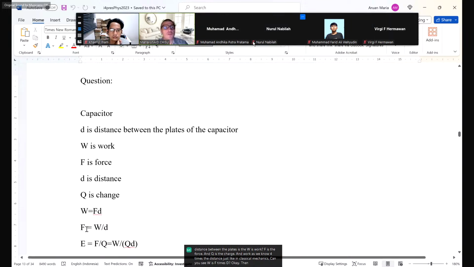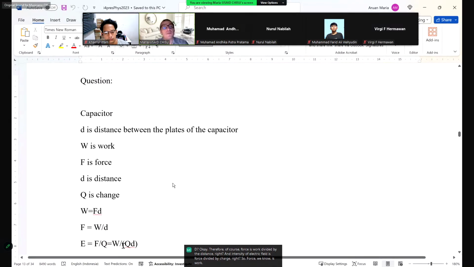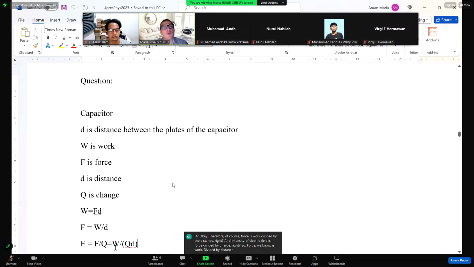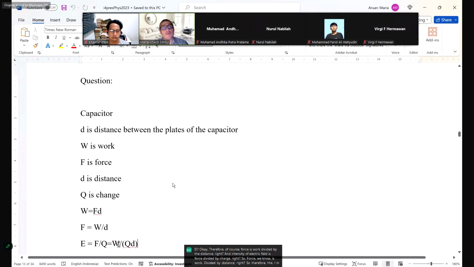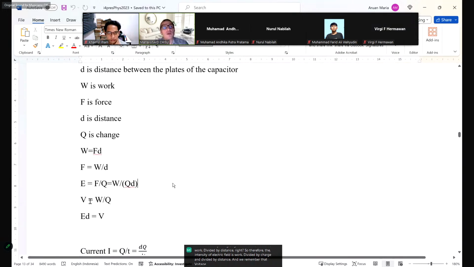Therefore, of course, force is work divided by the distance, right? And intensity of electric field is force divided by charge, right? So force, we know, is work divided by distance. Therefore, the intensity of electric field is work divided by charge and divided by distance. And we remember that voltage is work divided by charge. So therefore, intensity of the electric field times the distance is equal to the voltage.